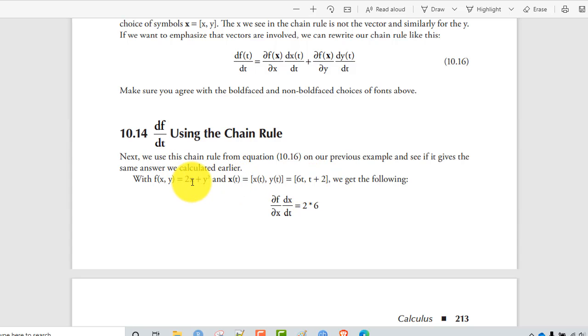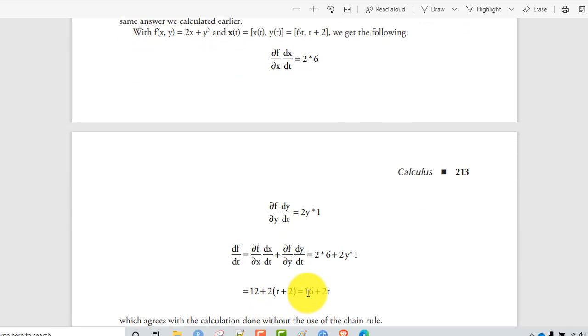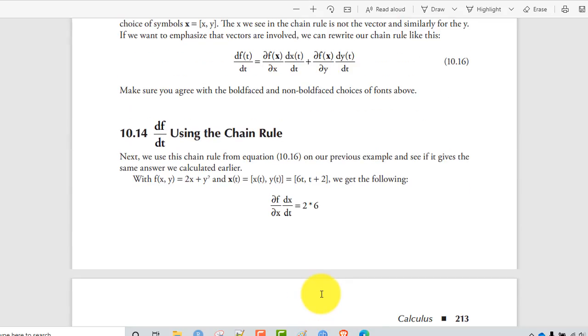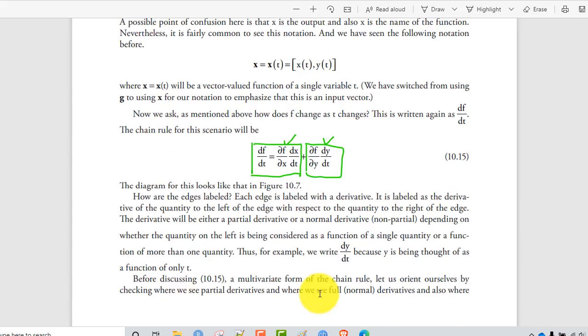So we just put those 6t in here and t plus 2 in here, and then we're going to get an expression with just t's in it, and then we can just take the derivative with respect to t. Now, hopefully, if this chain rule that we came up with is right, then we should still get the same answer if we do it with this sort of substitution. So we do that actually above.